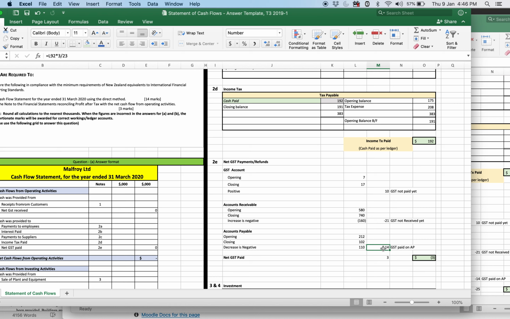And that's minus 14. Okay, which gives us the 25, right? Okay, so let's make sure I've got my head in the right thing. Increases negative, decreases negative. Okay, so that's right.